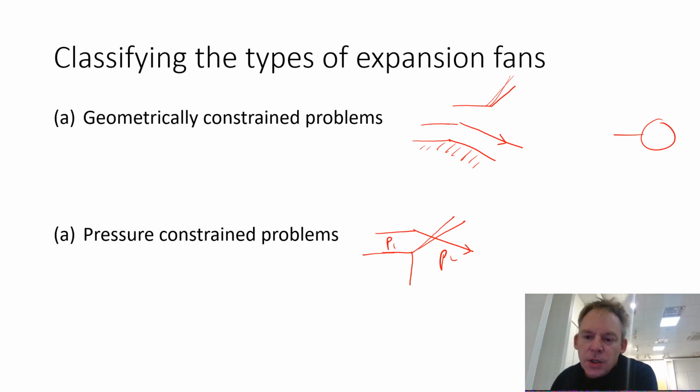But we have these two kinds of problems, where the turning is determined purely by the geometry of the corner, or determined by the pressure ratio. Just to flag up, we're looking at expansion fans, against this idea that flows expand and therefore the pressure is reduced. So P2 is less than P1.